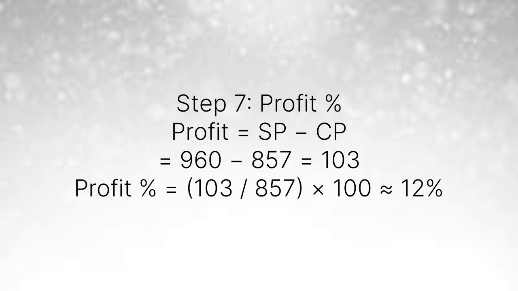Now calculate profit. Profit equals selling price minus cost price. 960 minus 857 equals 103. Profit percentage equals profit divided by cost price into 100.